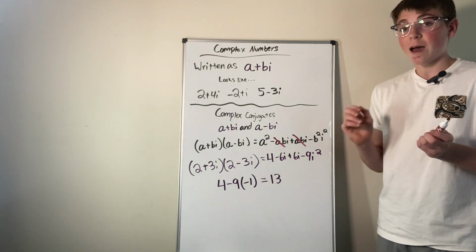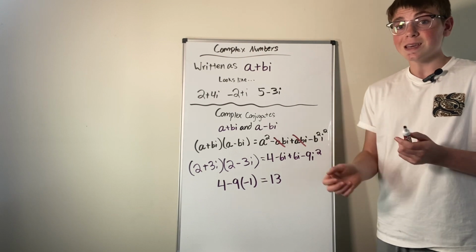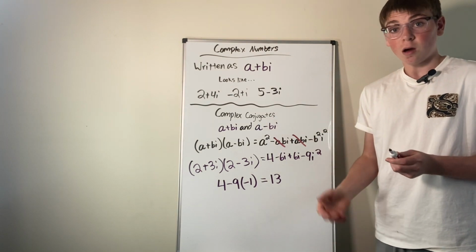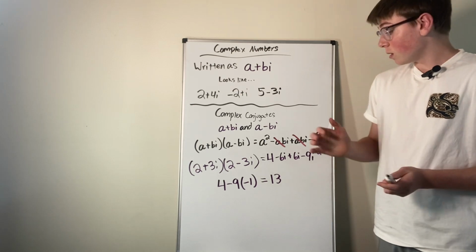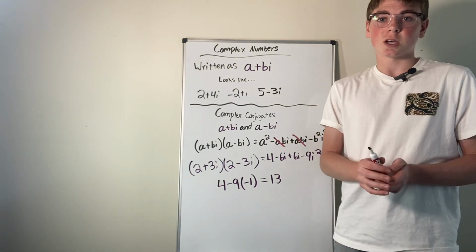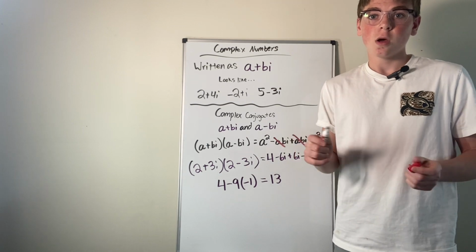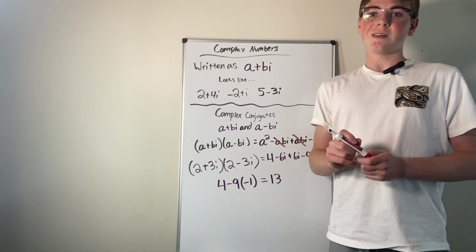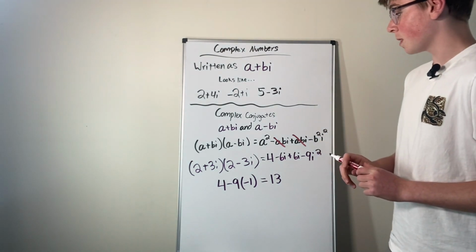So if you have a complex number and need to get rid of the i, then you can use the complex conjugate, and you'll get a real number, which will come in handy when using division of complex numbers.